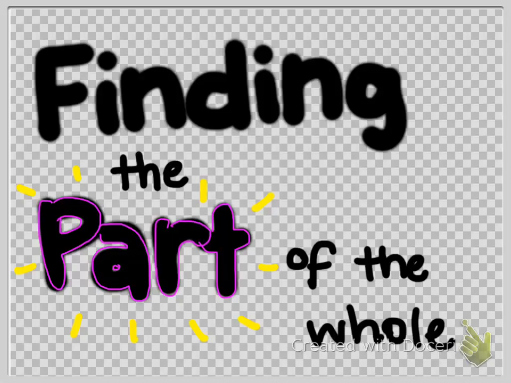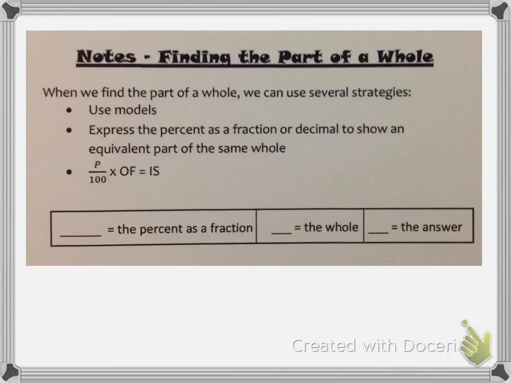In this video, we will be learning how to find the part of the whole. When we find the part of a whole, we can use several strategies. We can use models. We can express the percent as a fraction or decimal to show an equivalent part of the same whole. Or we can use a formula which we will call P over 100 times of equals is.